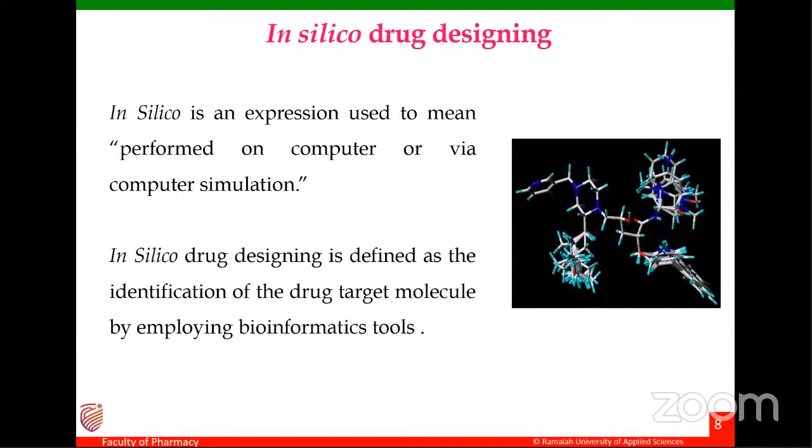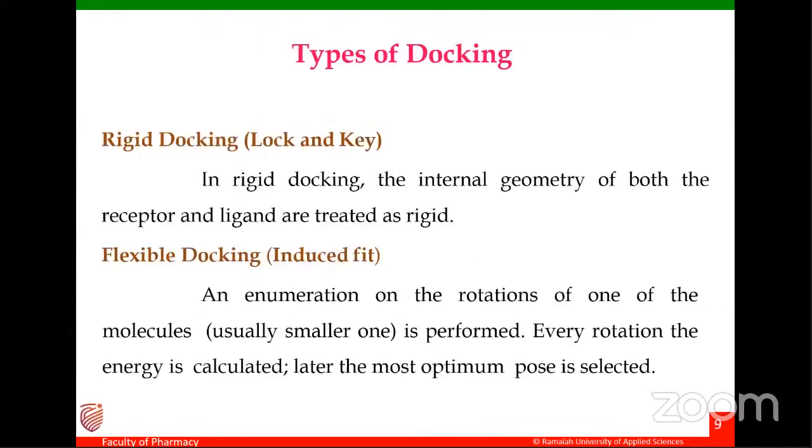In silico drug designing is defined as the identification of a drug target molecule by employing bioinformatics tools. There are n number of tools. It is like an ocean, from proteomics, genomics, NGS technologies. So it involves n number of tools and processes. It can't be explained in a single slide. So by employing bioinformatics tools, if you find a drug molecule, it is said to be an in silico drug design. So here we are going to see what types of docking are available.